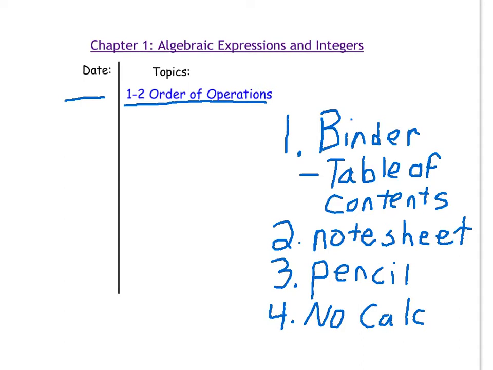Okay, and then the last two things are have a pencil out. I would like you to do your math in pencil. It's the best way to do it, so if you have mistakes you can go back and erase. And for today, we're no calculator, and a lot of our problems and assignments this year will be no calculator. There will be sometimes with calculator, but no calculator for today.